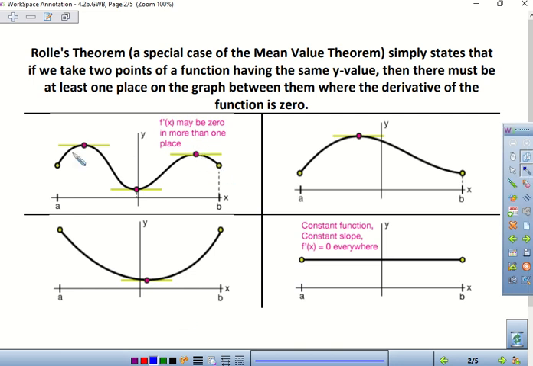It's saying that if the two endpoints have the same y value, so do you see how these two endpoints have the same y value right here? Then there must be a point within that interval where the tangent line is 0 at least once, okay? In this case, it happens 3 times. Here it happens only once, here it happens once, and then here it's everywhere in a constant function. So that's the main idea.